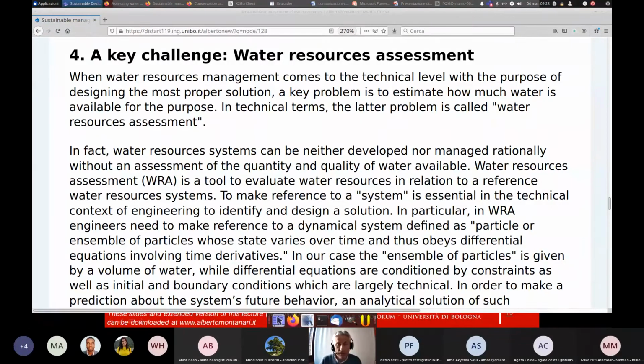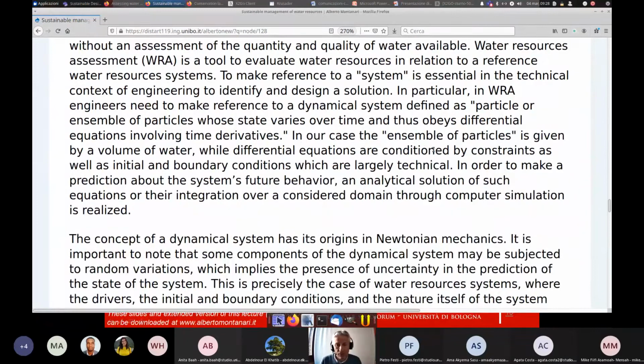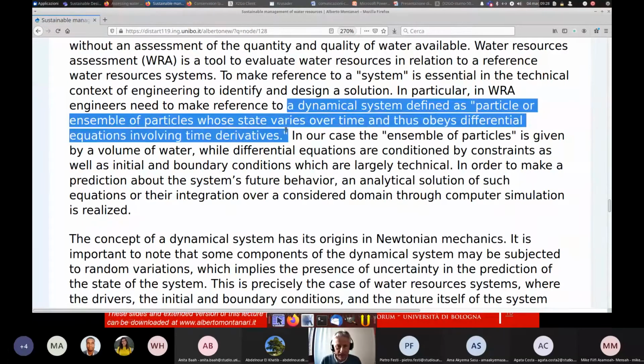Now, what is a dynamical system? Let's focus on this page on the definition. A dynamical system is defined as, read here, a particle or ensemble of particles whose state varies over time, okay? And thus obeys differential equations involving time derivatives. This is the definition of the dynamical system.